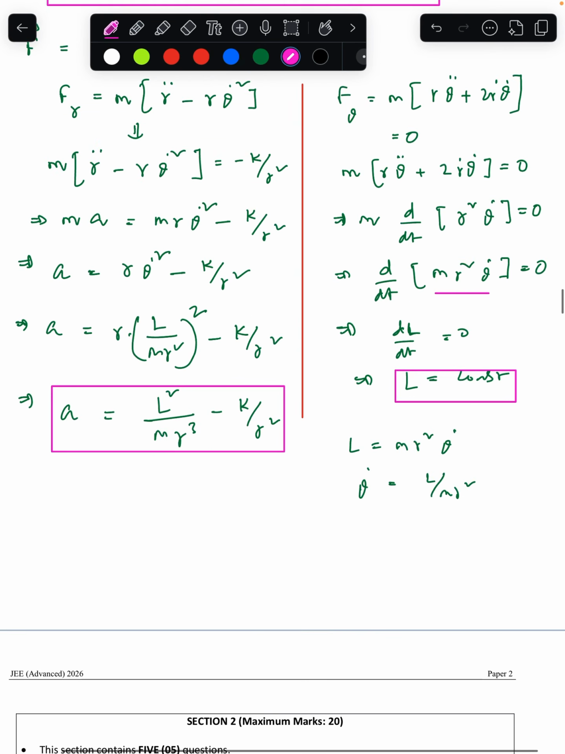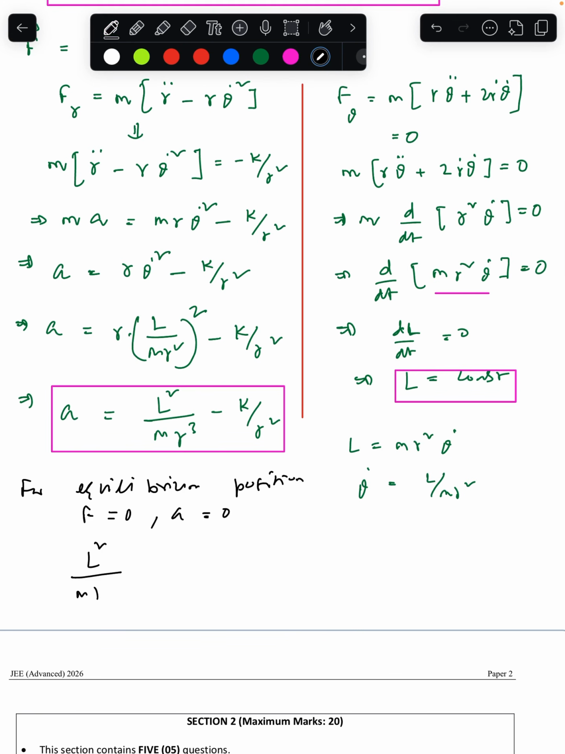Please understand, for equilibrium position, we take force is equal to 0, hence acceleration is equal to 0. So L square by m r cube is equal to k by r naught square. Hence the r naught value that we will get from here is equal to L square by m k. We will be using this result later.